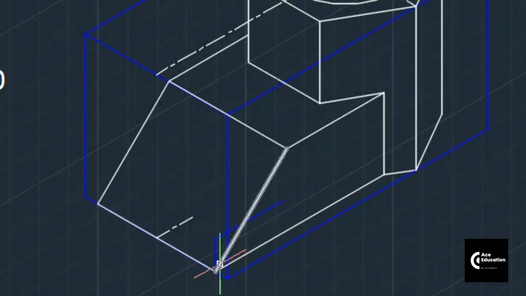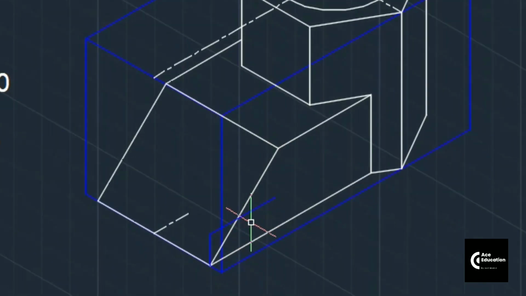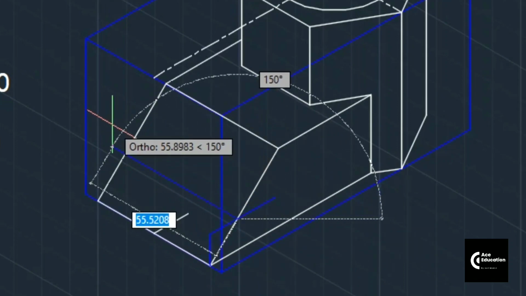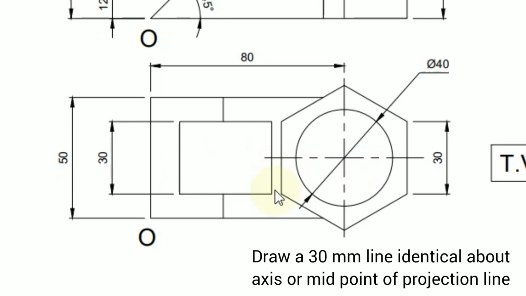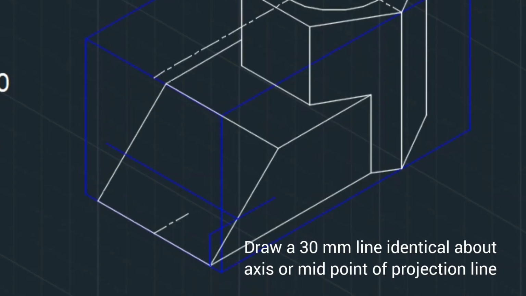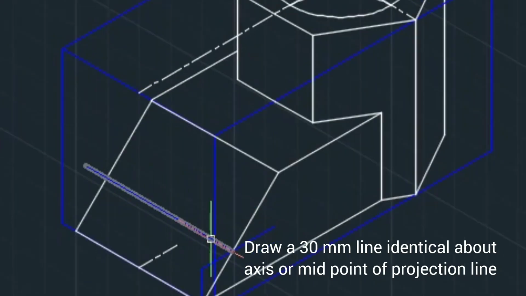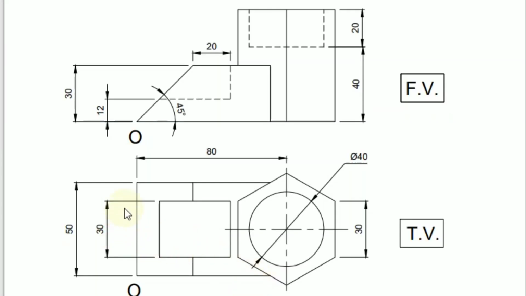Now, this is the 12 mm height we have just taken here, which will be intersecting on this slanted line at this given point. So friends, once you get this point on the slanted surface, just project that point on the left hand side as well. Now this line we have just drawn, but on that line we have to mark 30 mm distance, which will be identical around the axis line itself. Now we have just reached the 30 mm line.